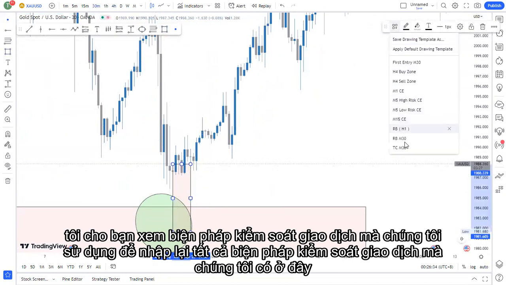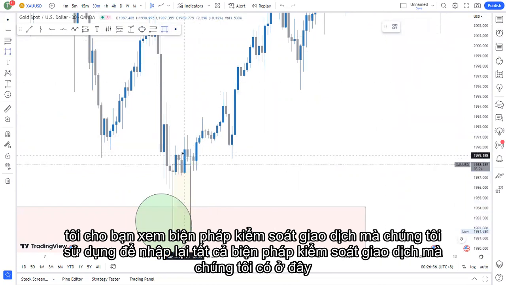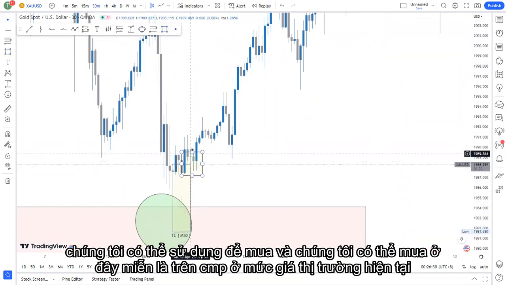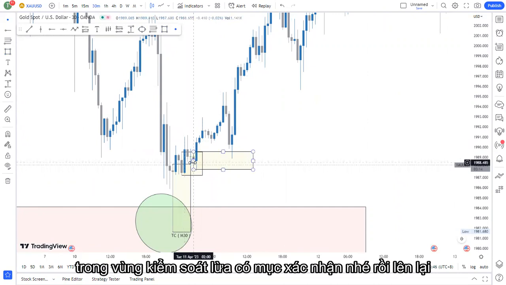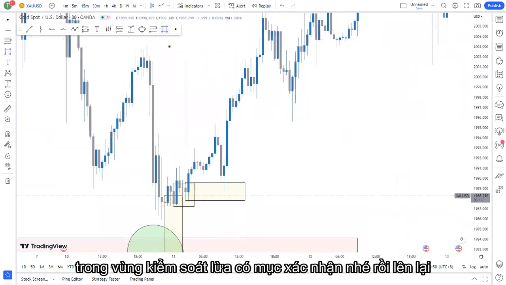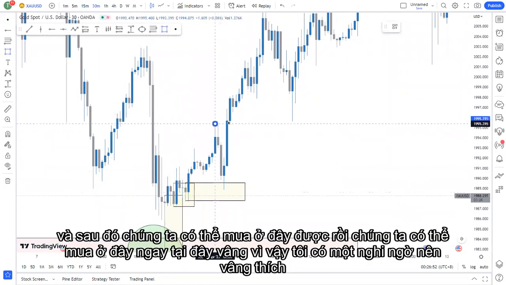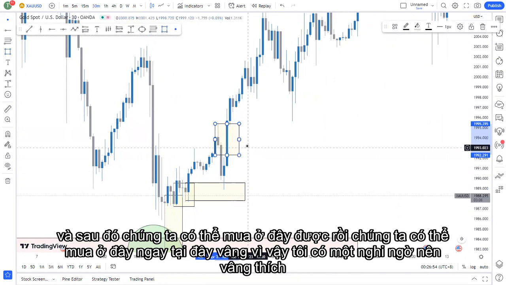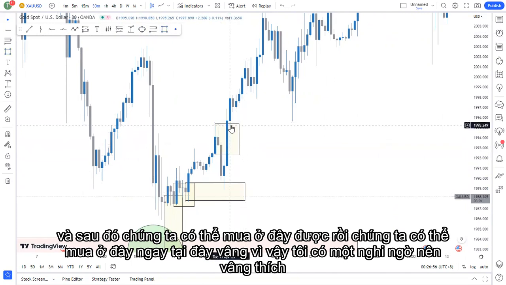All the trade control that we have here, we can use for buy, and we can buy here as long as at the CMP, the current market price, in the zone of trade control, there is a confirmation entry. Okay, and then we went up again, and then we can buy here. Okay, we can buy here, right here.